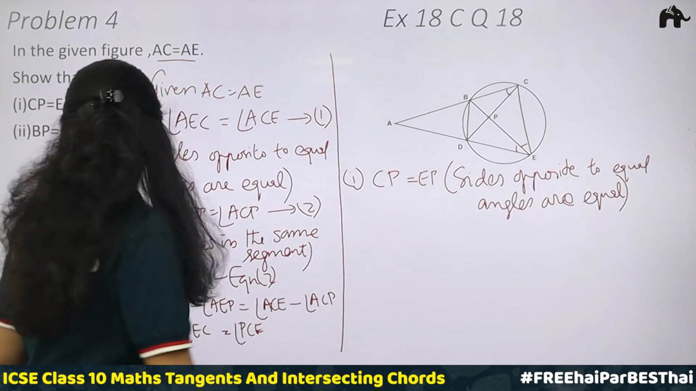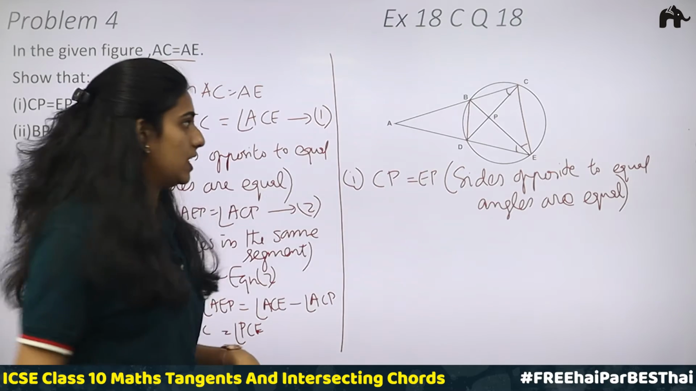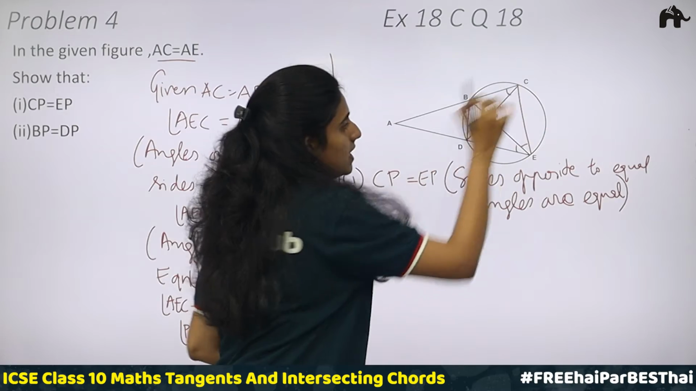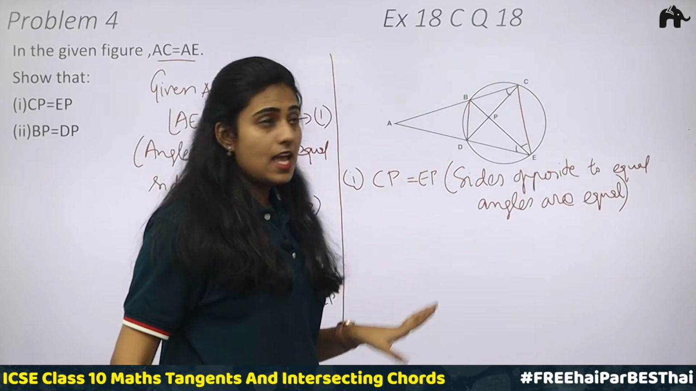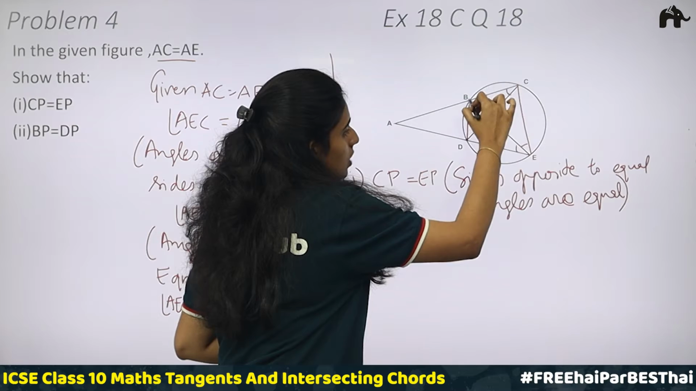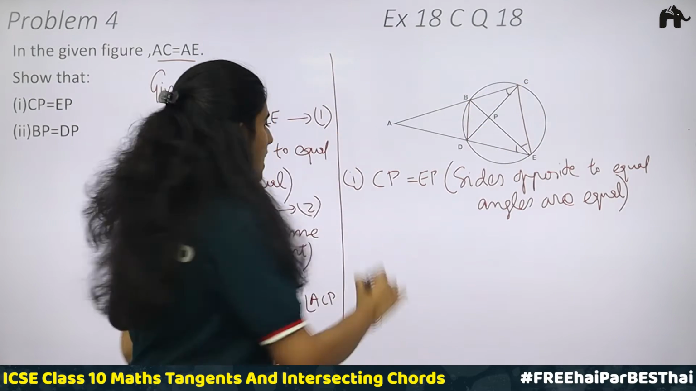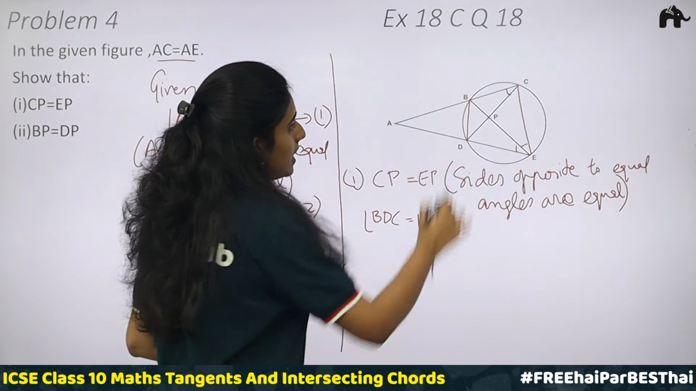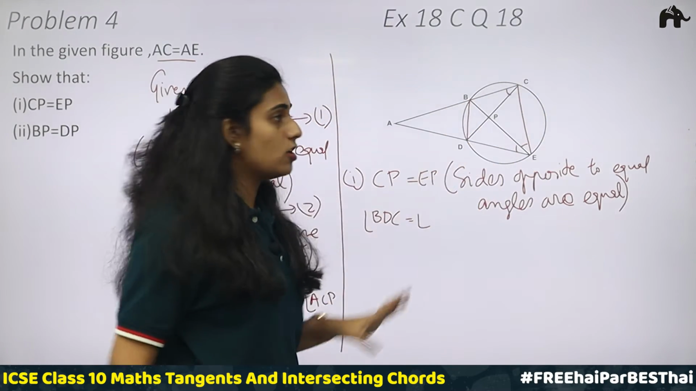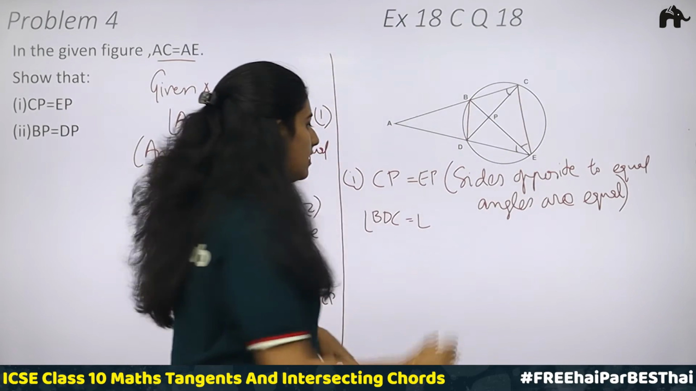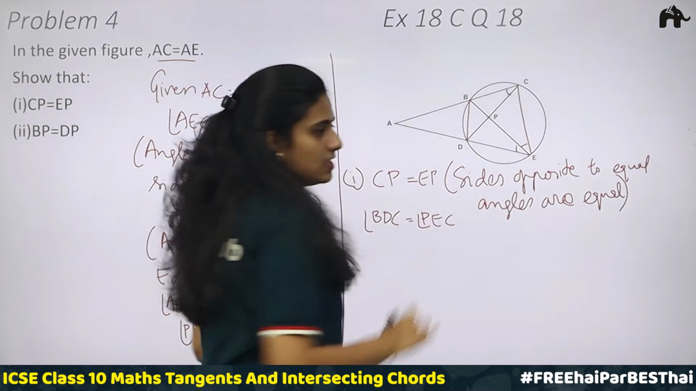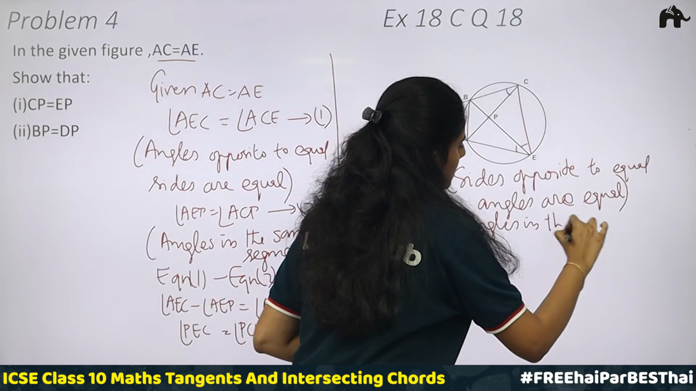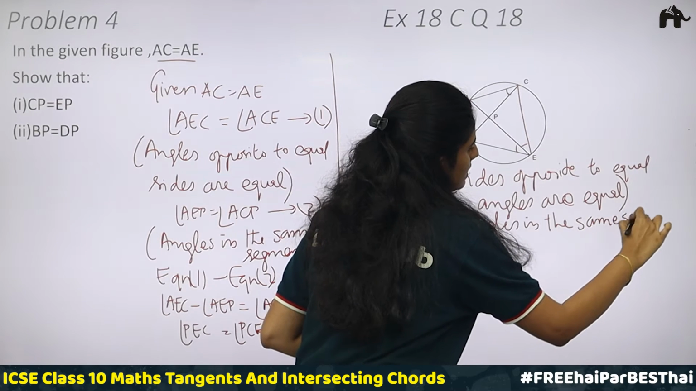Next we have to show that BP is equal to DP. Here we have BP and this is DP. For that, considering chord BC, I'll be having angle BDC equal to angle BEC. BEC can also be written as PEC. What is the reason? Angles in the same segment.